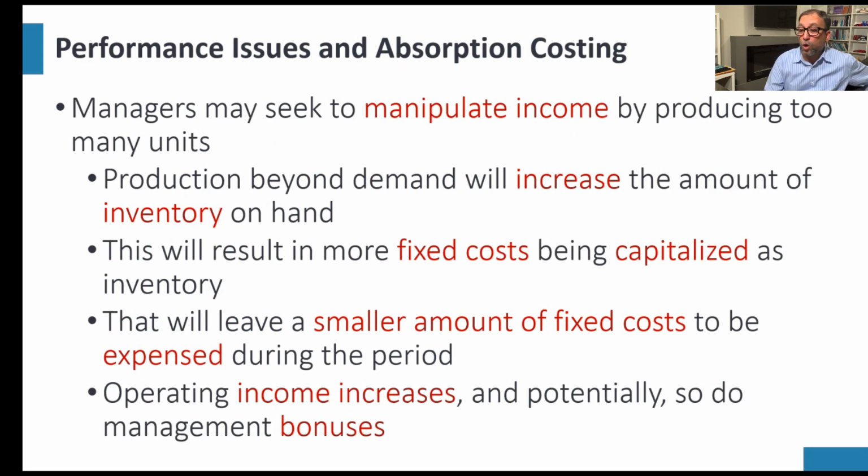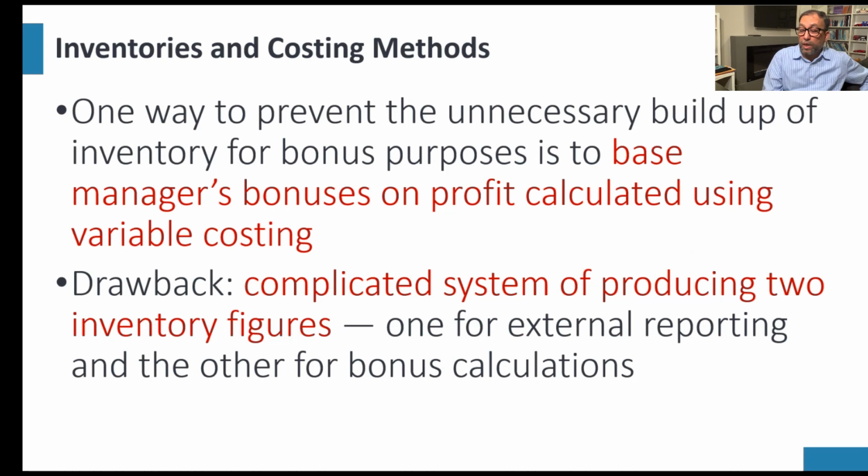So production beyond demand will increase the amount of inventory on hand, which is not good for the firm. Although that shows more profit, this will result in more fixed cost being capitalized as inventory, and that leaves a smaller amount of fixed cost to be expensed during the period. So operating income increases and potentially so do management bonuses. So under absorption costing, there is an incentive for the management to overproduce, and in this way they can get bonuses.